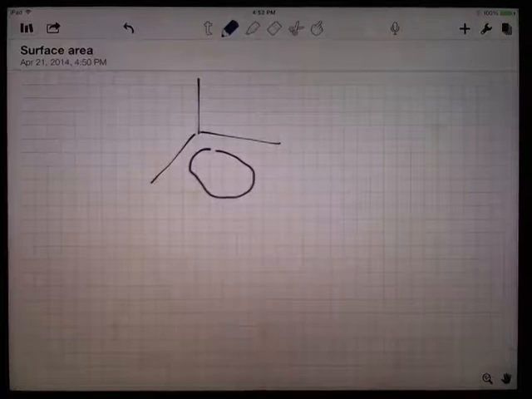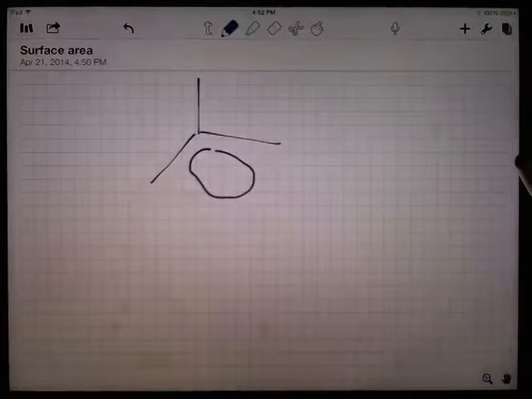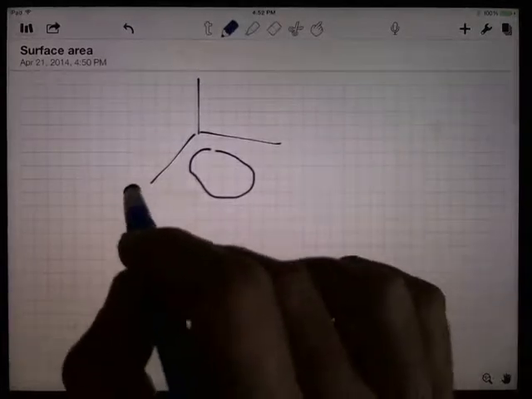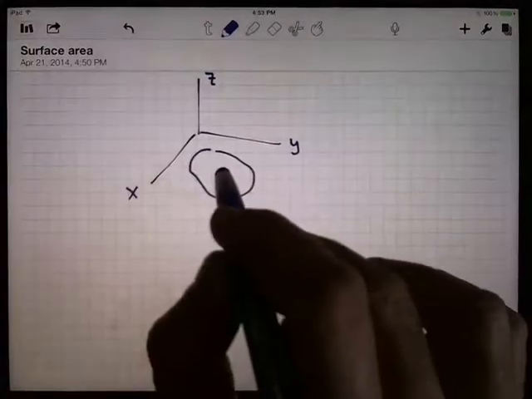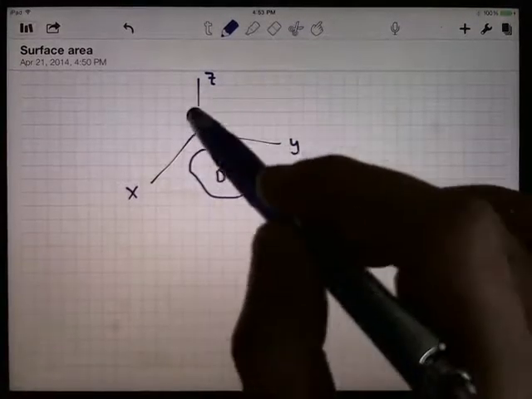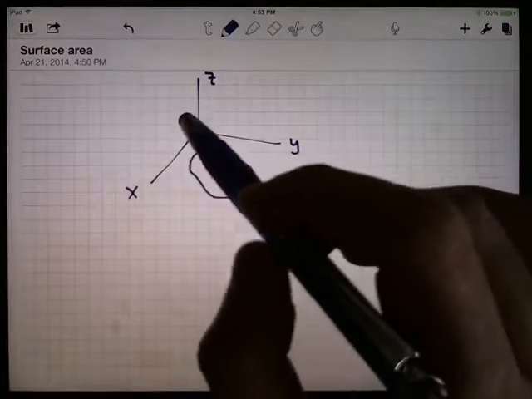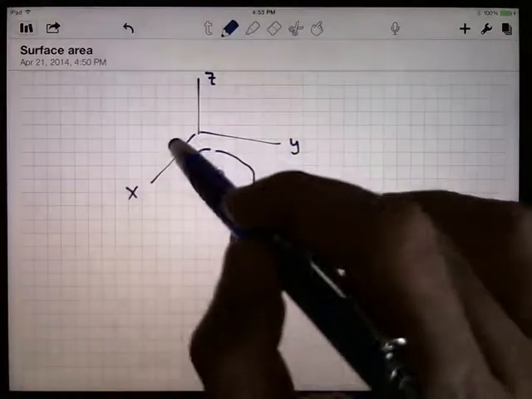I want to talk about another application of the double integral, and that is calculating surface area. So the idea is this: I've got my XYZ system here. I've got a region down here in the plane. I'll call it D. For each point in that region, I have a function defined.